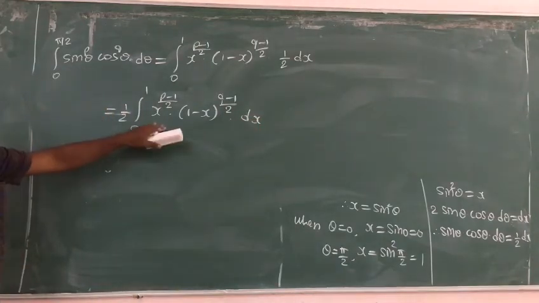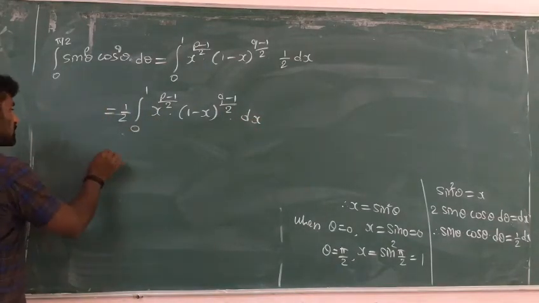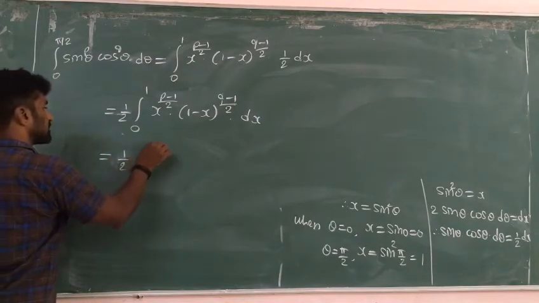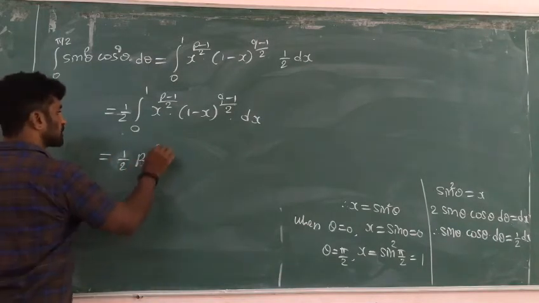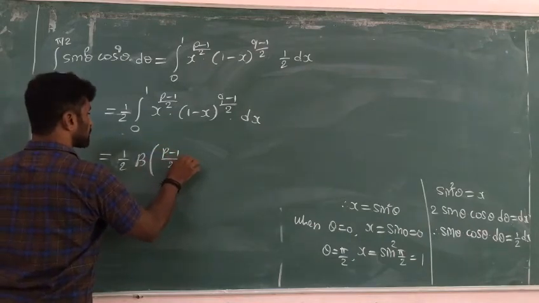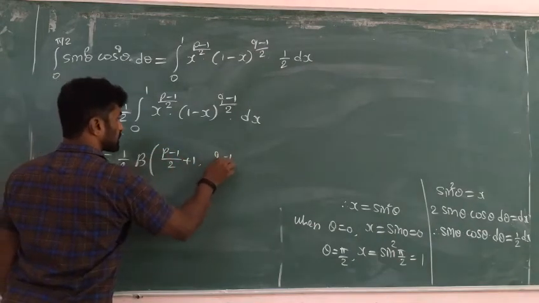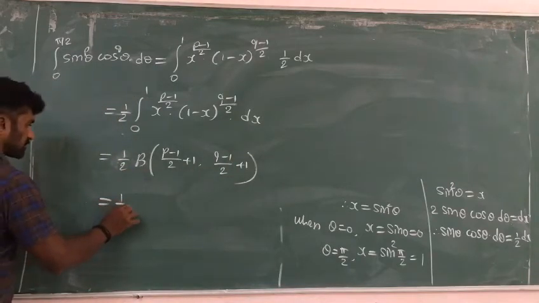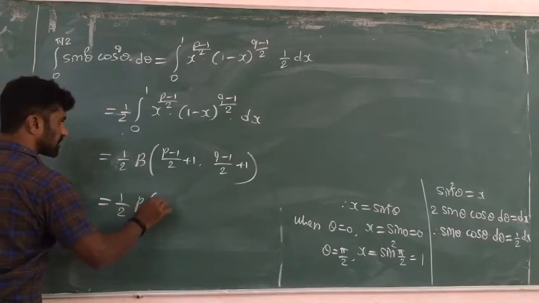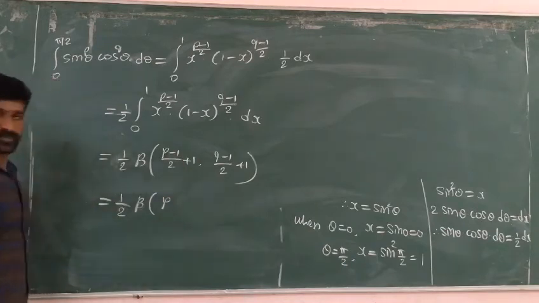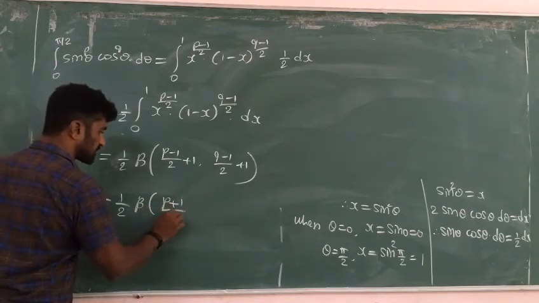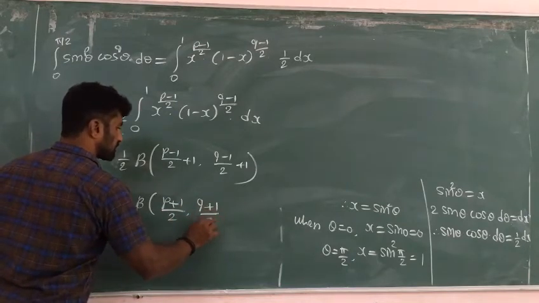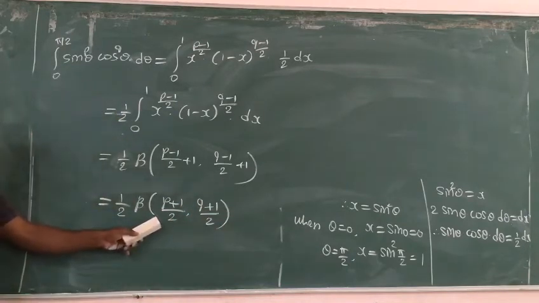So now it is exactly in the form of the beta function. We should express it as beta of p minus 1 by 2 plus 1 and q minus 1 by 2 plus 1, right? Then simplify: 1 by 2 beta of p minus 1 plus 2, it is p plus 1 divided by 2, q minus 1 plus 2, it is q plus 1 divided by 2, and that's the proof, right?